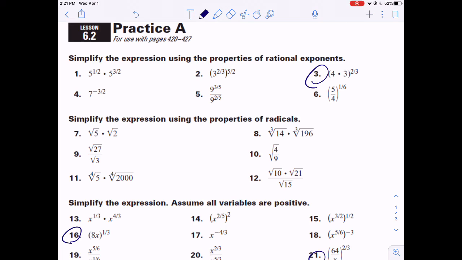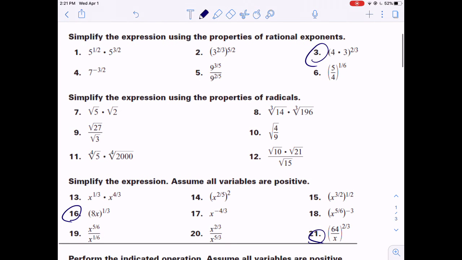The next group here is stuff that we just talked about. And some of them are very straightforward, like number 7, square root of 5 times square root of 2. Well, they're both the same root, so you can just multiply those together. That's it. Both the same root, you can multiply and you're done. Number 9 is a little bit more difficult.